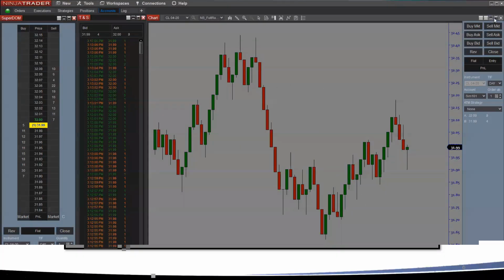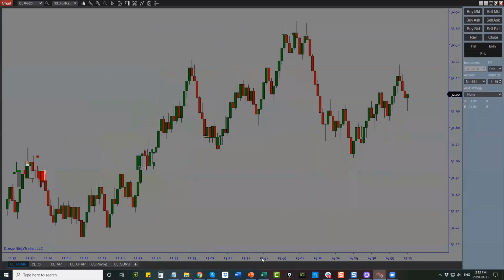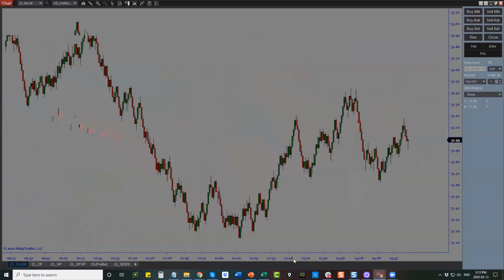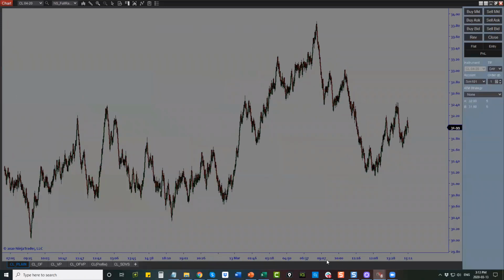If I just look at this chart right here, this is a chart of crude oil. It's a pretty active futures contract. A lot of people know crude oil, right? If I just maximize this out, to the naked eye, we can see trends and we can see support and resistance and all of that information. But you're looking at a blank chart.